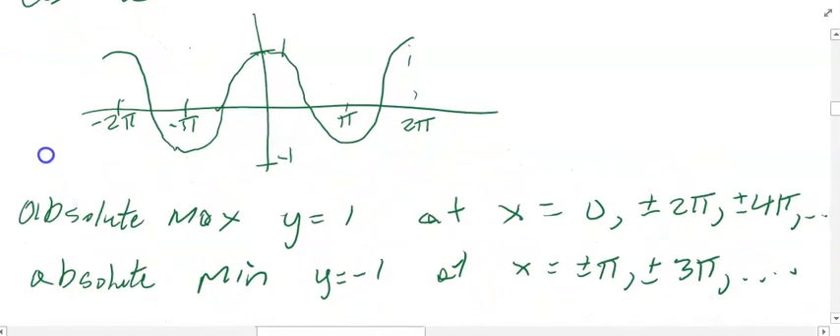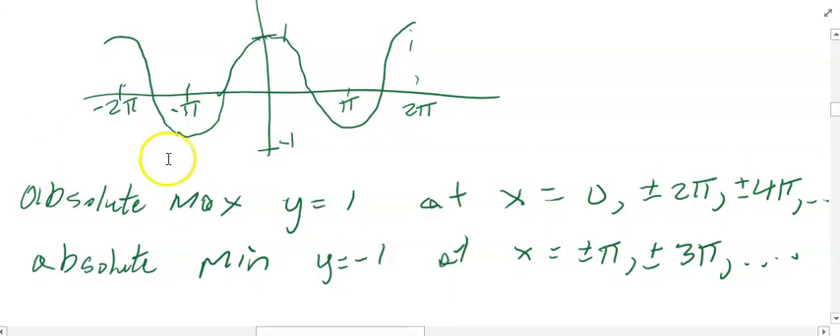So we write, for the absolute maximum, y is equal to 1 at x equals 0, and then plus or minus 2 pi, plus or minus 4 pi, and so on. That means it continues. The absolute minimum occurs at y equals negative 1 at x equals plus or minus pi, plus or minus 3 pi, and this pattern continues.